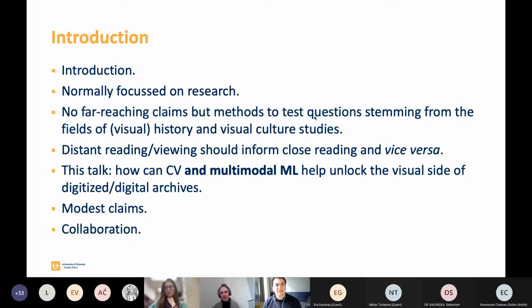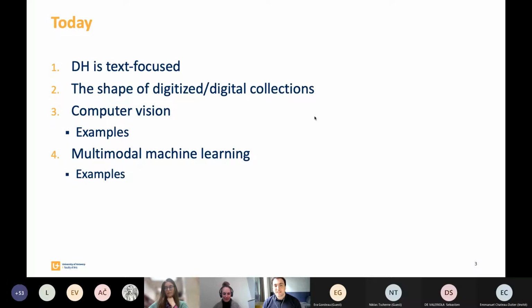So that's all the introduction out of the way. So today I want to first talk about how DH until now, so digital humanities until now, has been very text focused. Then I want to share with you how the shape of digitized collections and digital collections don't warrant this focus on text. And then I want to show first how we can use computer vision to study the wealth of images in digitized archives. And then also multimodal machine learning techniques, how we can study the wealth of image text combinations in them.